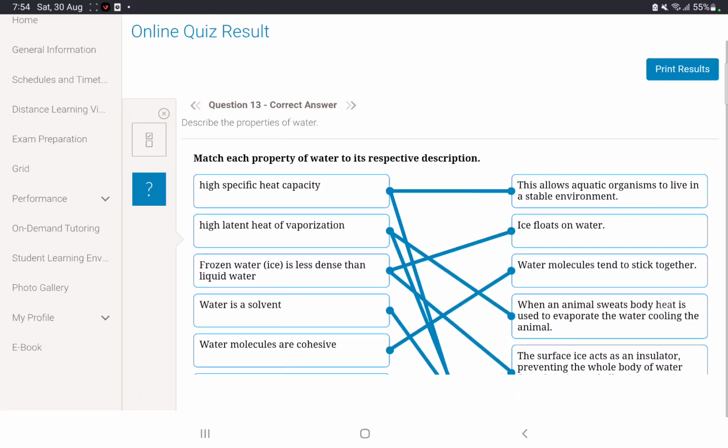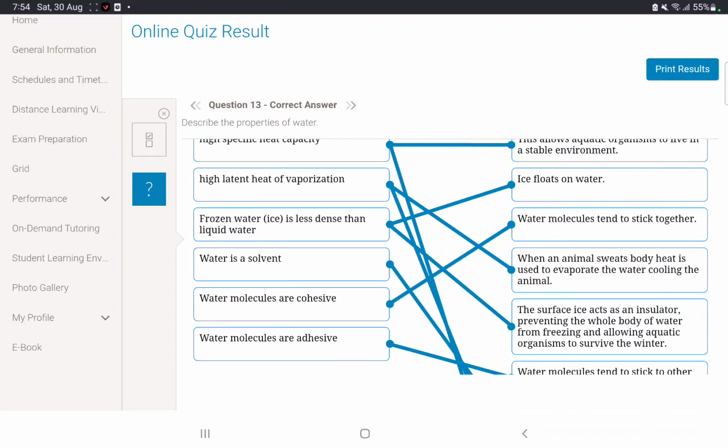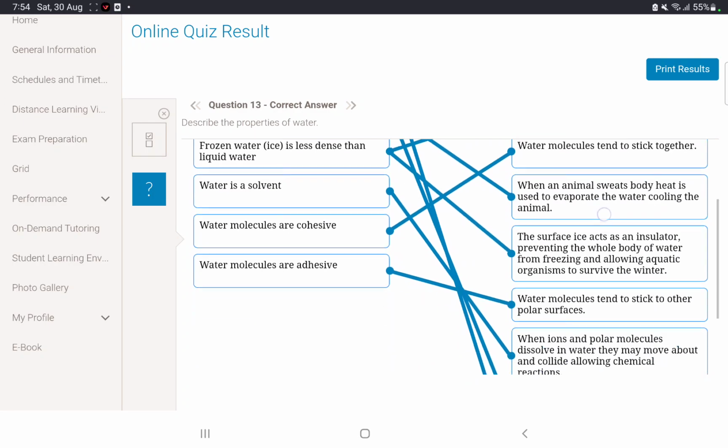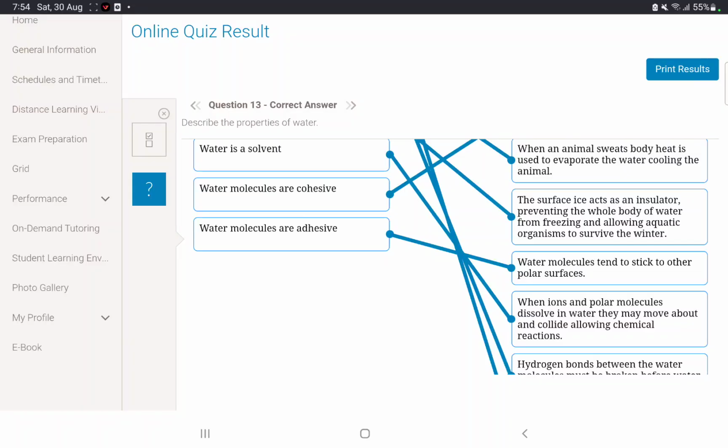Please remember that. Frozen water is less dense than liquid water. Ice floats on water, it acts as an insulator. For the ice to act as an insulator, it has to float. For the ice to float, it has to be less dense. Simple as. Water is a solvent. When ions and polar molecules dissolve in water, they may move about and collide, allowing chemical reactions. That is why water is a solvent.